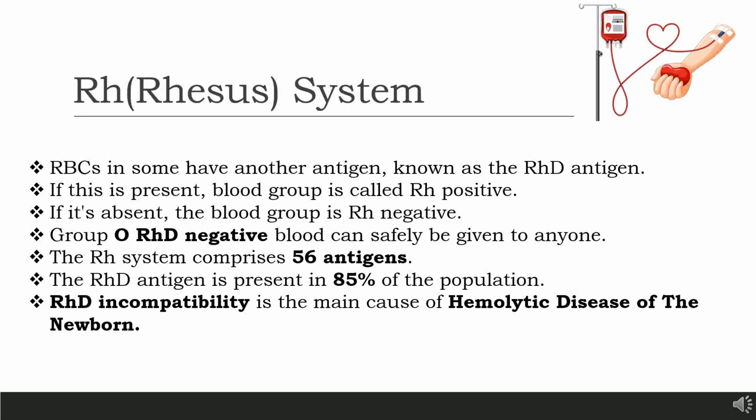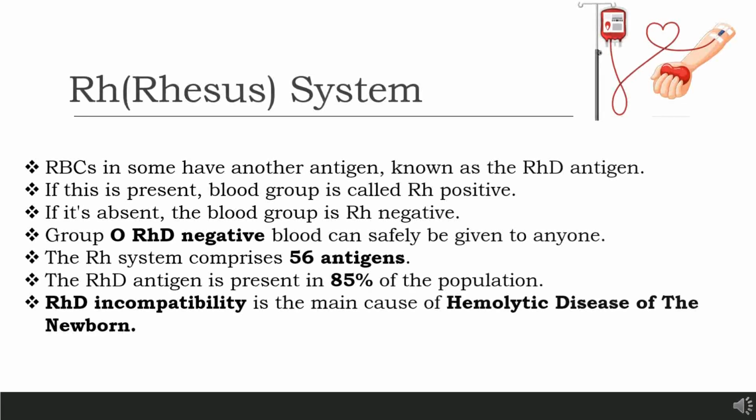These are Rh, Kell, Duffy, Kidd, and MNS. Testing for all these 5 group types ensures a blood transfusion compatibility of 95%.